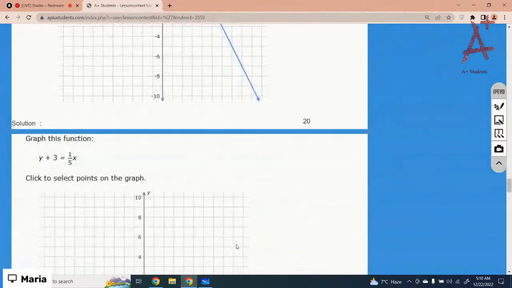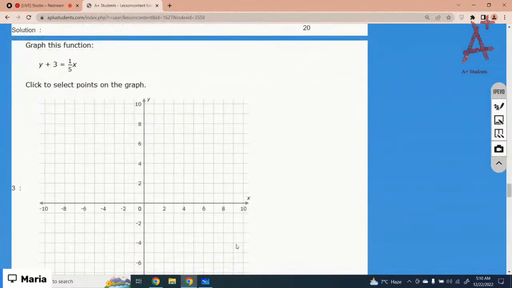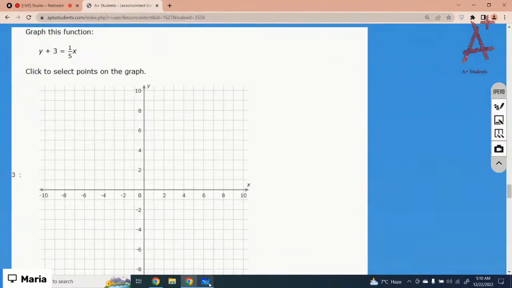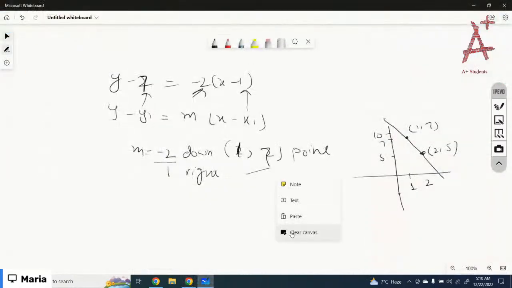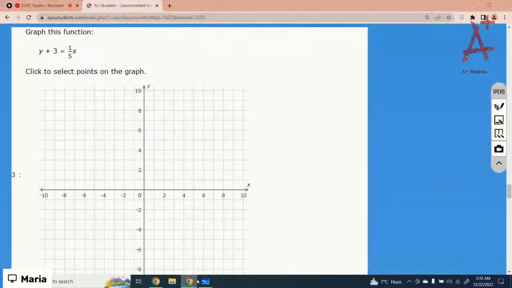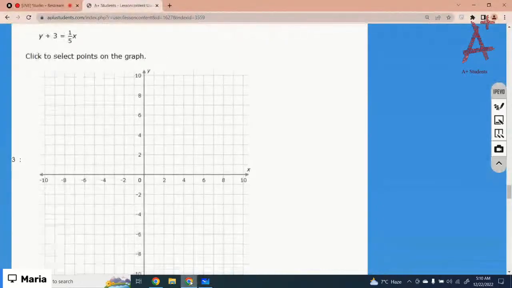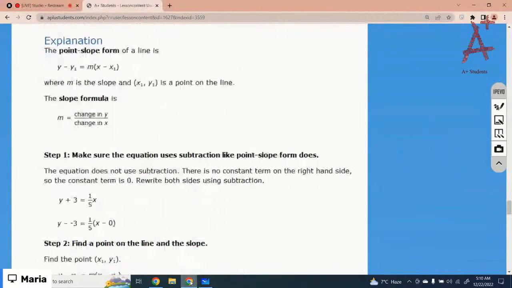Got it? So you don't have the practice question for this one. Okay, let's do the next one. You don't have the practice questions for this topic. You only have them in the tutorial. So it would be y plus 3 equals 1 over 5 x. Got it? So you have to plot a graph. Got it?